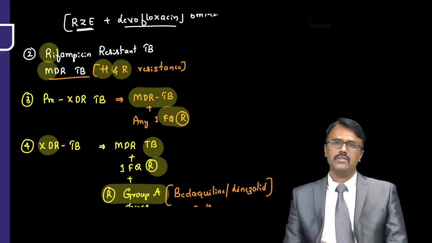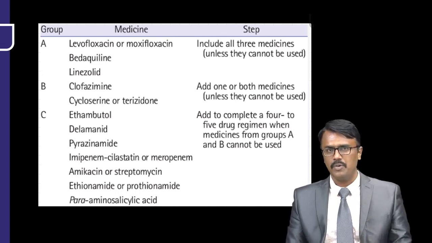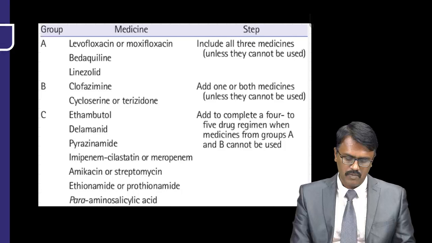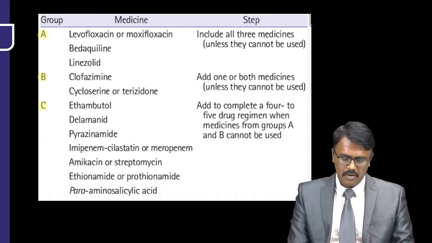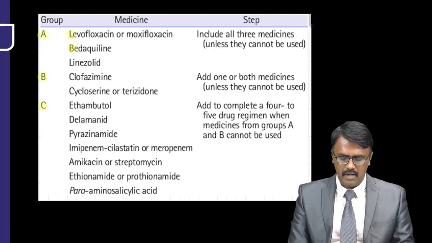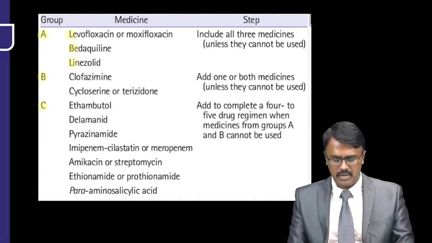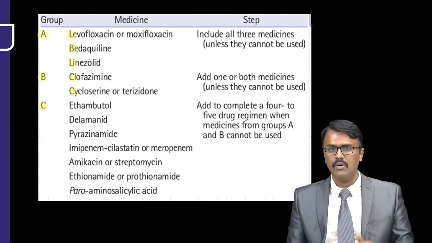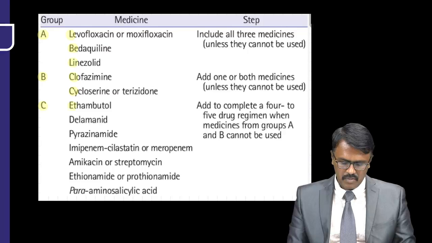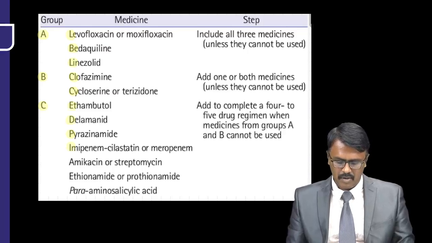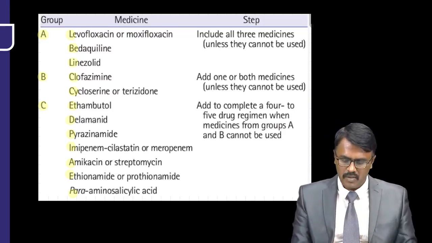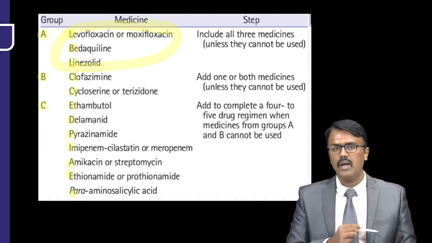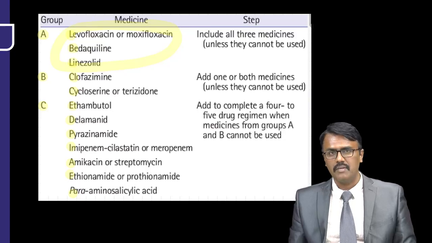Sir, what do you mean by group A drugs? There is a classification of groups of drugs, and I'll tell you the importance of that. We have group A, group B, group C, depending on their effect. Levofloxacin, the fluoroquinolones, bedaquiline, and linezolid are group A. They have to be used commonly. Clofazimine and cycloserine are group B. Group C are ethambutol, delamanid, pyrazinamide, imipenem, meropenem, amikacin, streptomycin, ethionamide, prothionamide, and PAS. Now, how and when do we use them? We'll come to that.